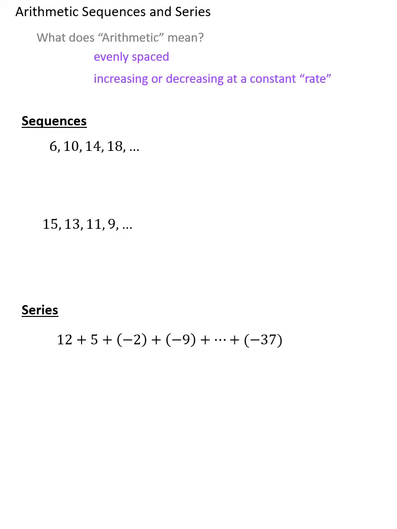Here's another sequence. You'll notice that this sequence is decreasing by 2 each time. We could say it's decreasing by 2, or a common difference of -2, or D equals -2. And one more series. Notice this series is increasing by 2 as we go from term to term, and so we could say it has a common difference or a D value of 2.